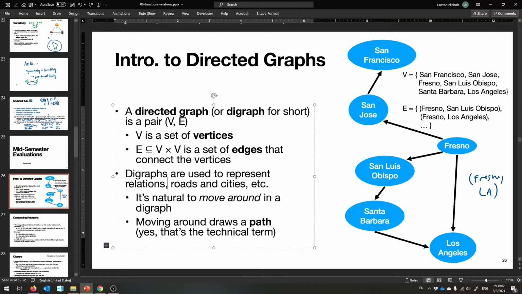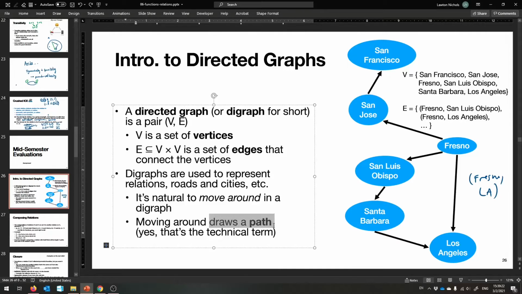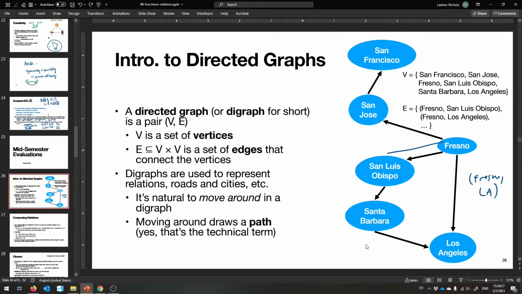So yeah, digraphs are quite nice, and it's very natural to move around, like we were saying. You can go places like Fresno, you can go all the way to LA, taking the scenic route, okay? That is how you can move around. You can move around by following these edges, and when you follow a bunch of them, you draw what's called a path, okay? That is indeed the technical term. Here's a path from Fresno to LA. Here's another path from Fresno to LA. Okay, there's two different ones I could find here.